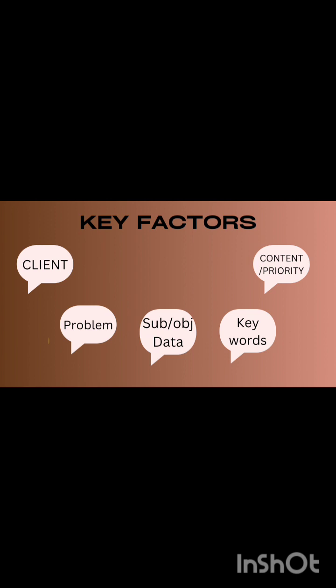Number 3 is subjective or objective data. Subjective data is something that the client or the patient tells you by himself or herself, and objective data is something that you have to assess on your own as a nurse. That's the objective data that you are collecting from the patient. Number 4 is the keywords. There might be a few keywords that might help you in finding out the correct answer.